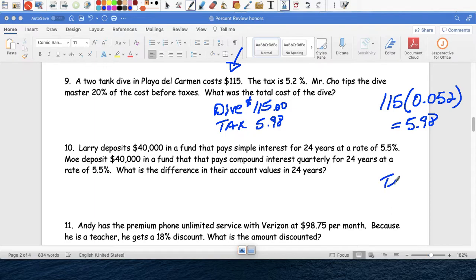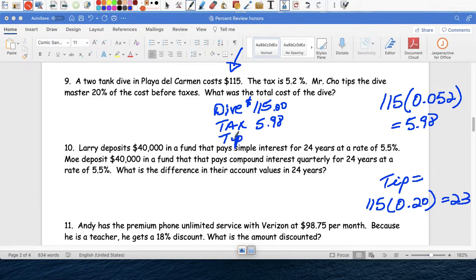Now let's work on the tip. Now I'm going to tip. I'm not going to add these two and then tip on that sum because I'm going to tip the dive master on the dive itself. So the tip is going to be on $115. And how much is the tip? 20%. I'm going to give him 20%. What's 20% of 115? 115 times 0.20 is going to give us $23. So I'm going to tip the dive master $23.